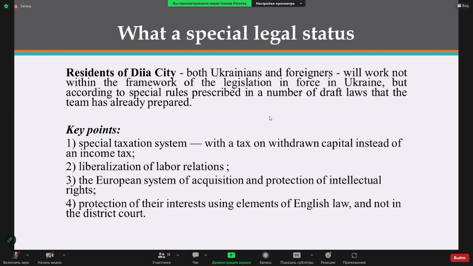Some special points which are important for DSCT are next. First one, a special taxation system with a tax on withdrawn capital instead of income tax, net tax. Also, liberalization of labor relations, a European system of acquisition and protection of intellectual property, and protection of their interests using elements of English law and not in the district court.